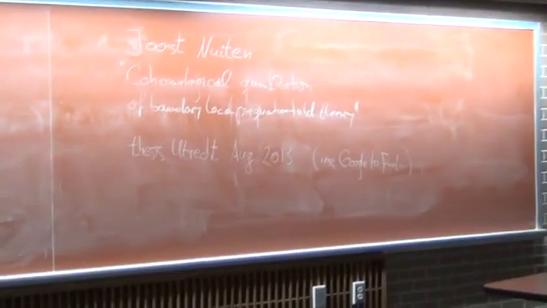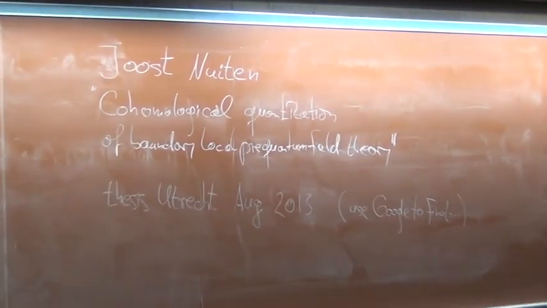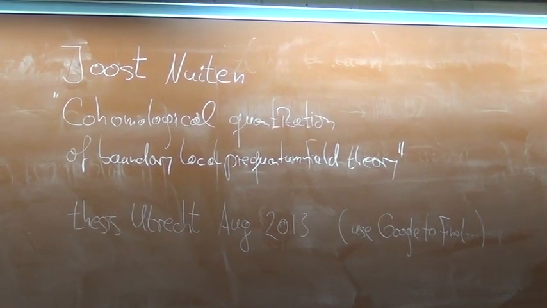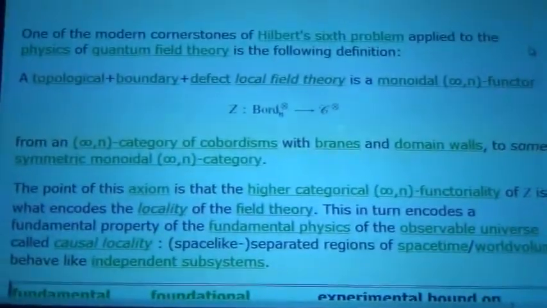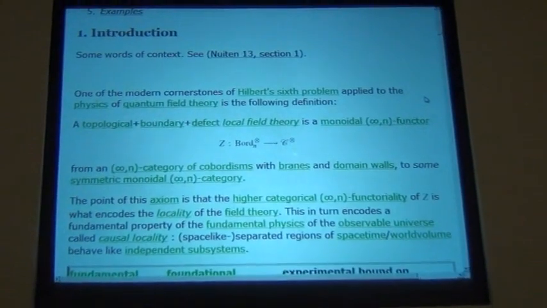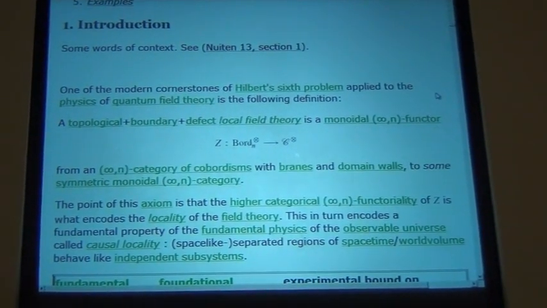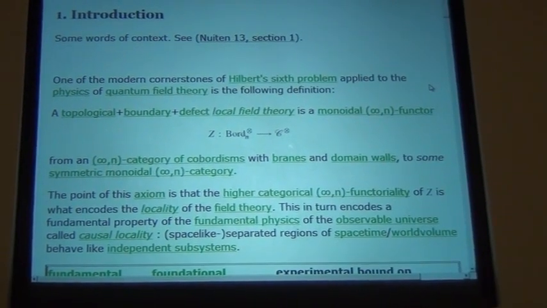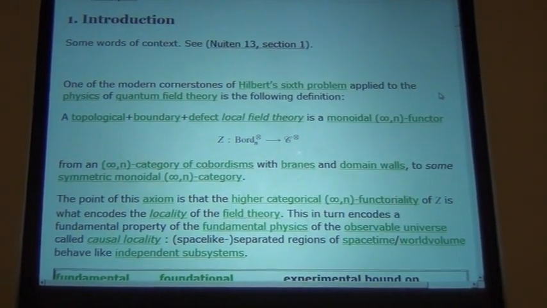Time for many details. I just want to indicate a bit what's going on. So let's recall maybe what Domenico had on the board the other day. When we talk about topological field theories with boundaries and defects and all these things, we axiomatize them by saying there are monoidal functors from a category of n-dimensional bordisms to some symmetric monoidal n-category.